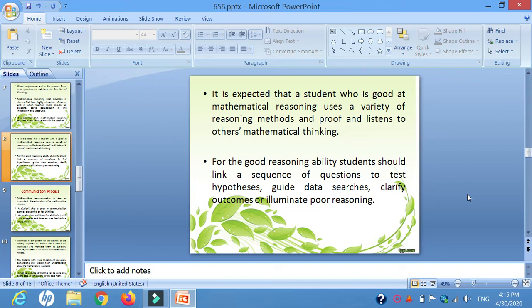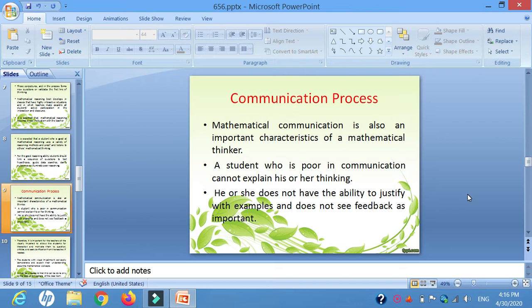For good reasoning ability, a student should link a sequence of questions to test hypotheses, guide data searches, clarify outcomes, or eliminate poor reasoning. The third is the communication process.